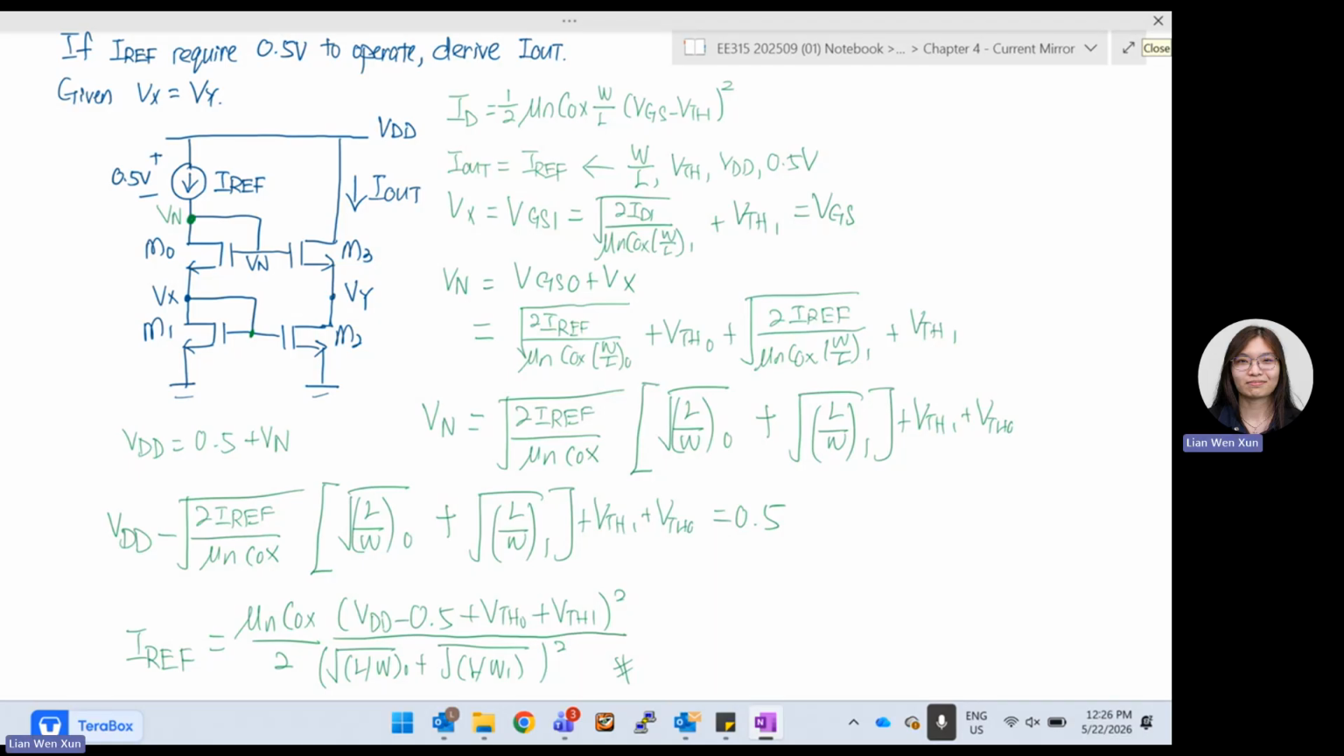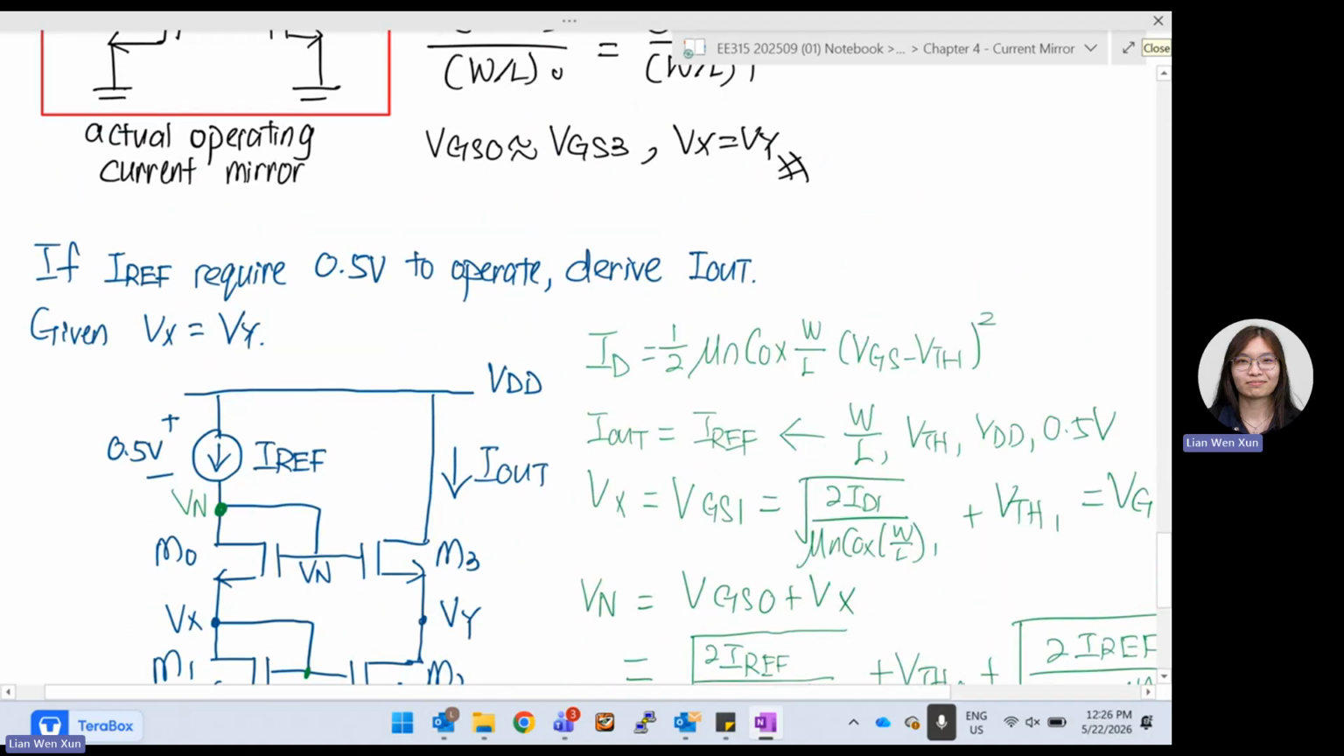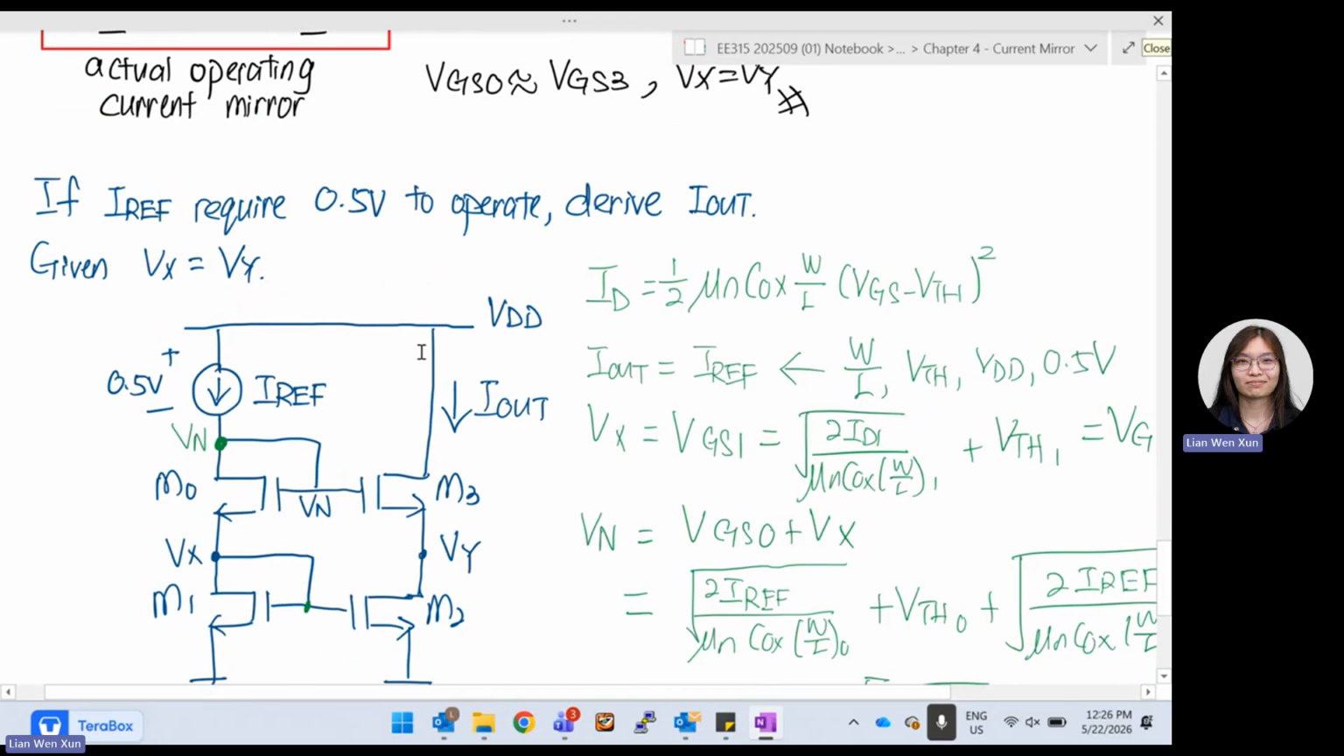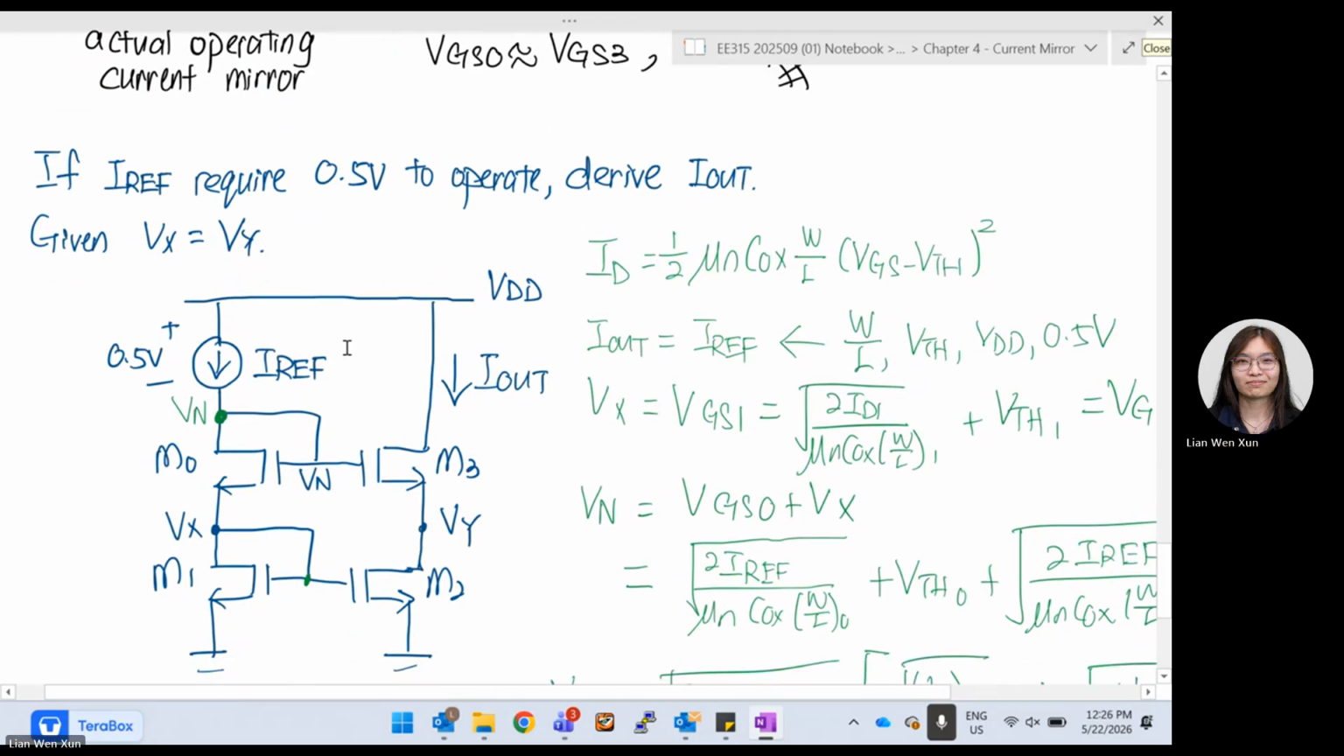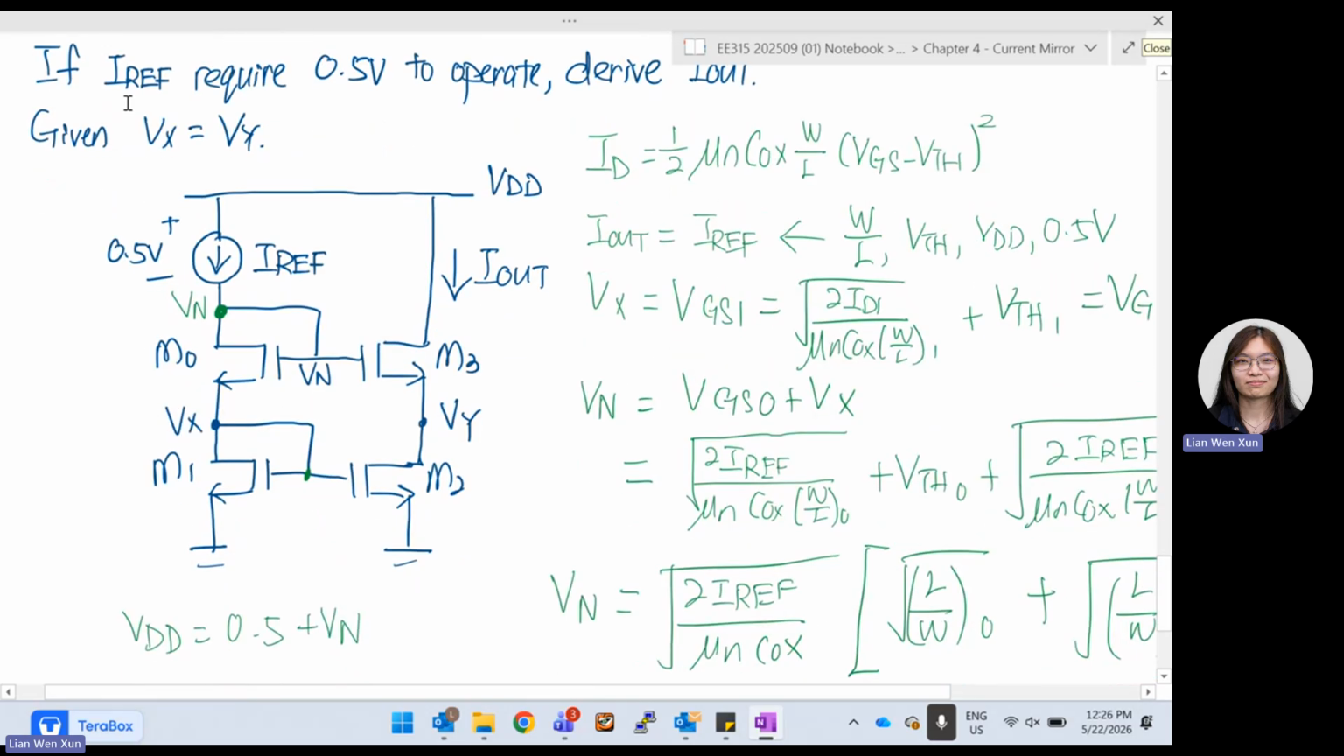Okay, just keep in mind that our aim is to find out what is IREF, because we know that once we find out what is IREF, we can find out what is IOUT, because our IOUT is the same as IREF. It also says that given Vx is equal to Vy.